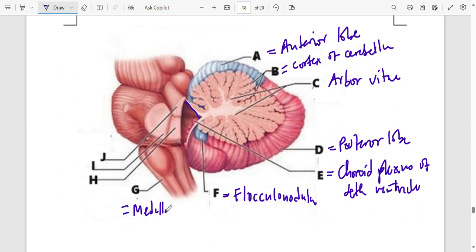Medulla oblongata. And then how about H?